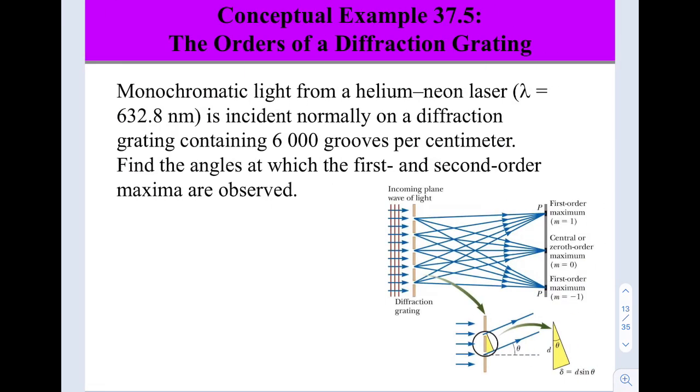Next one is conceptual example 37.5, the orders of a diffraction grating. Monochromatic light from a helium neon laser, lambda equivalent to 632.8 nanometer, is incident normally on a diffraction grating containing 6,000 groove per centimeter. Find the angles at which the first and second order maxima are observed.